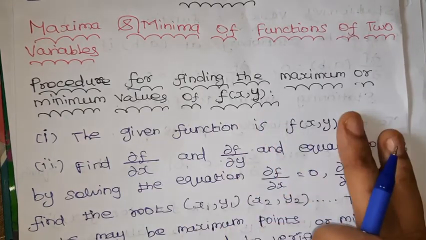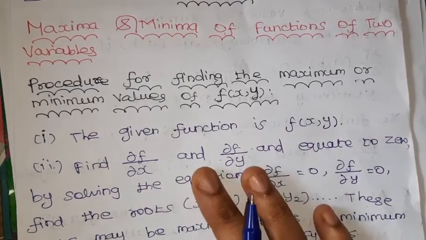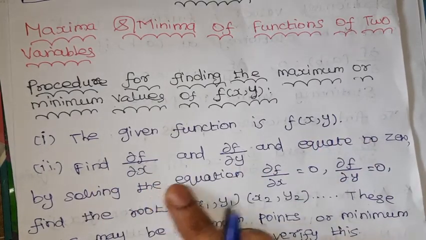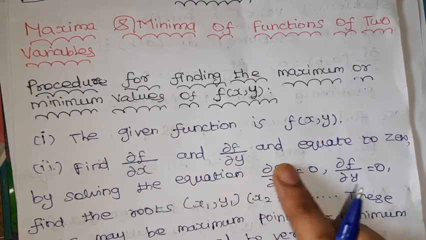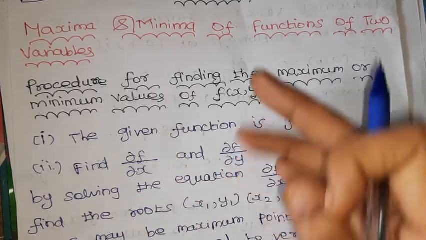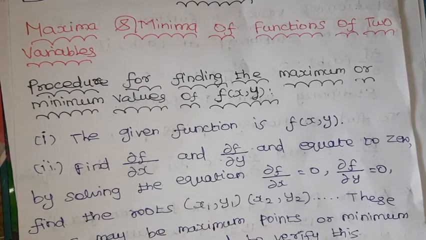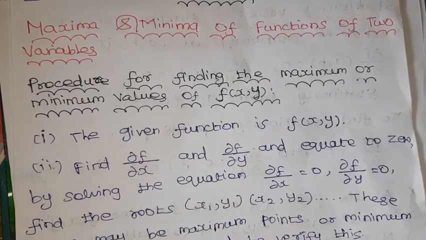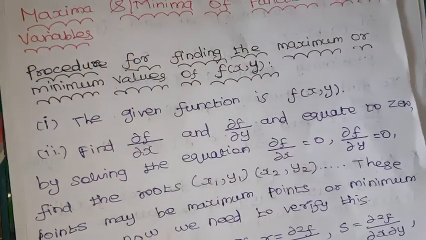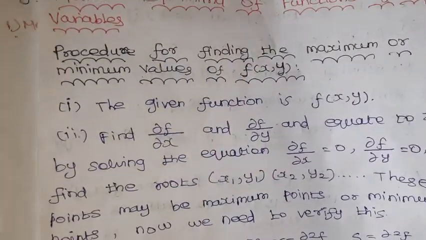Okay, first, the procedure for finding the maximum or minimum values of f of x comma y. First, the given function is f of x comma y. Second, find dou f by dou x and dou f by dou y partially. It is only theoretical. Just go through these points first, then we will solve the problems and we can understand better. Okay, first we will see the procedure.